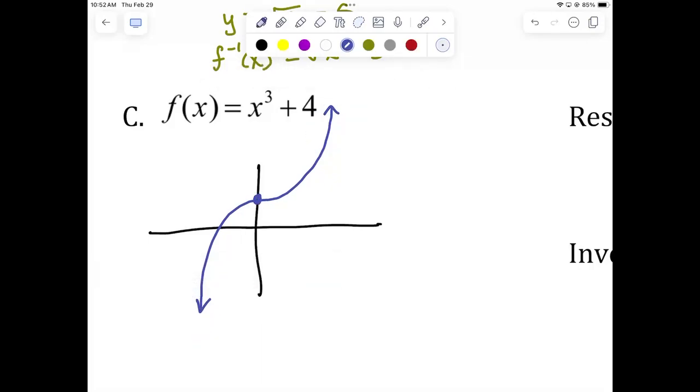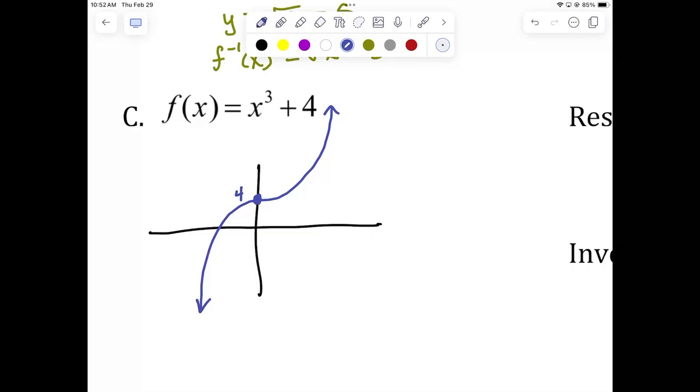Good. So now the inflection point is at 0, 4. I'll put a 4 right there. Remember, the inflection point is where the curvature changes. Concave down like a frown to the left. Concave up like a cup to the right.